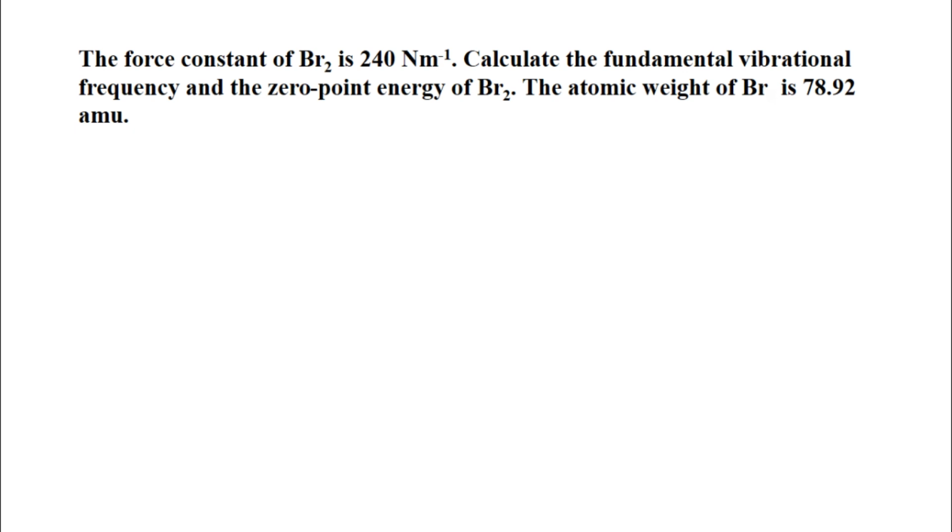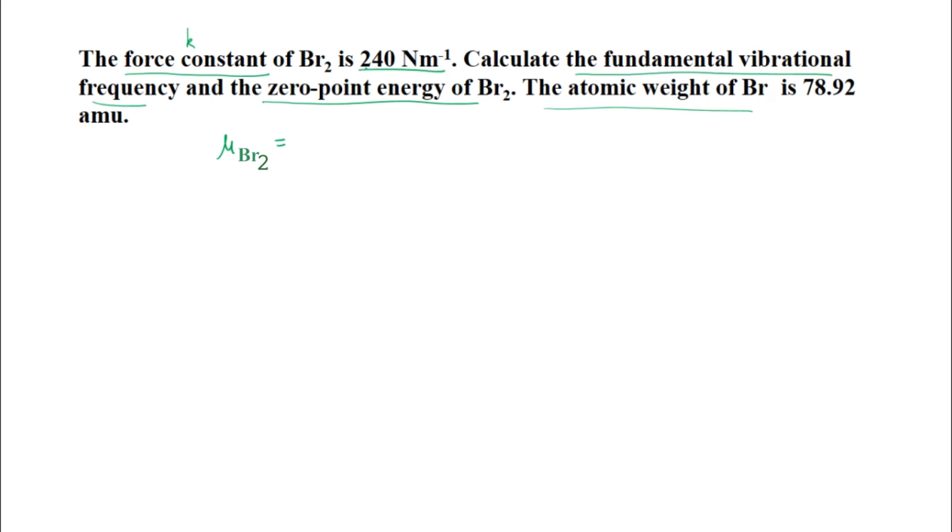So, the next question we have is this. The K is given. The force constant of bromine is 240 Newton per meter. We have to calculate the fundamental vibrational frequency and the zero point energy of bromine. The atomic weight of bromine has been given in the question. So, we will start by calculating the reduced mass of bromine.